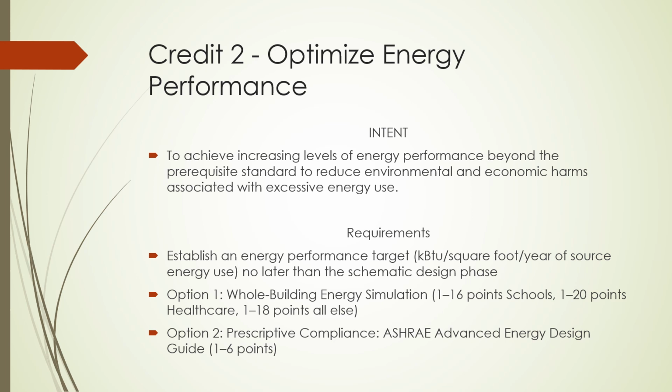To meet this credit requirement, you need to establish an energy performance target measured in EUI in the schematic design phase, which was also discussed during the prerequisite and therefore it should already be done. There are two options for completing this credit. Option 1 is whole building energy simulation, which gives the full range of points in the project categories, or option 2, which is prescriptive compliance with the AEDGs, but this can only earn you anywhere from 1 to 6 points.